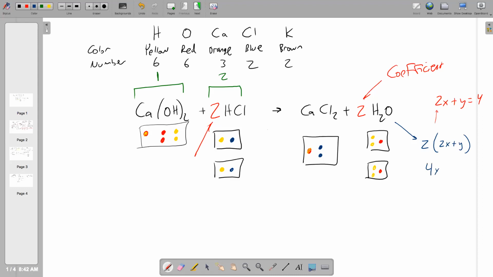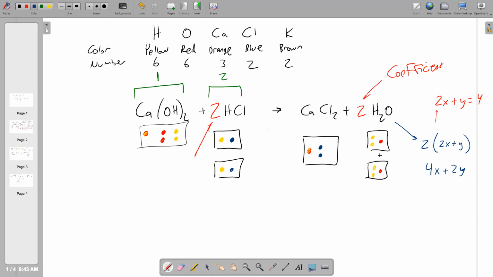So altogether there's 4 x's plus 2 y's. And that's what happened here. There's 2 H2O's, so there are two water molecules, 2 molecules each with hydrogen. 2 times 2 gives you 4 hydrogens. That's why there's 4 yellow dots. And 2 times 1 oxygen gives you 2 oxygens.